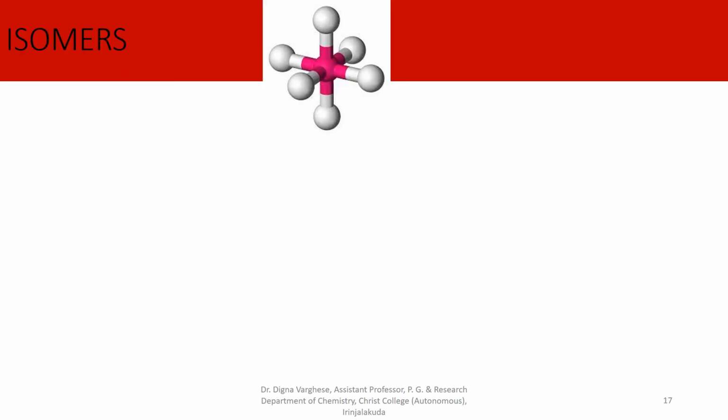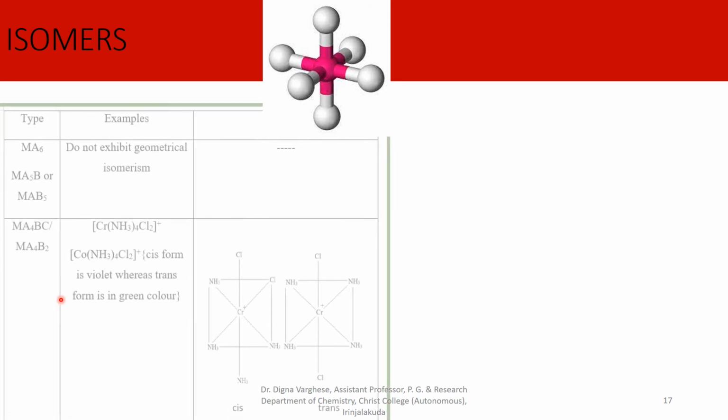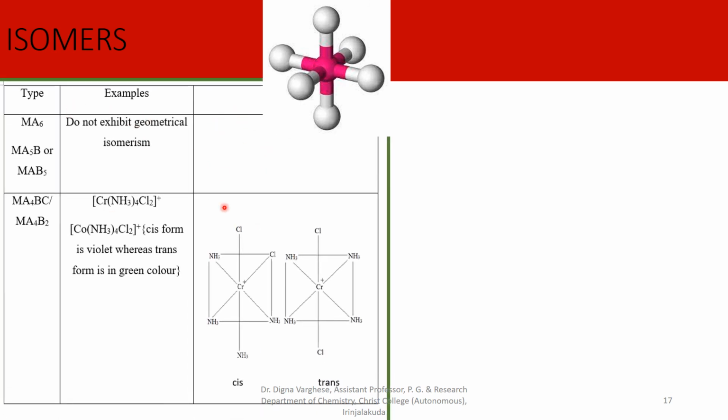To sum up the isomers of octahedral complexes, here you can see a table of types, examples and isomers. In this octahedral compound, if the ligands are the same, they are represented as A. If they are different, they are represented by different letters like B, C or D. The first type is Ma6, the same type of ligand. It does not show any geometrical isomerism or cis-trans isomerism. If it is Ma5b, one ligand is different, in that case no geometrical isomerism is possible. Next is Ma4bc or Ma4b2, where one or two ligands are different from the four.